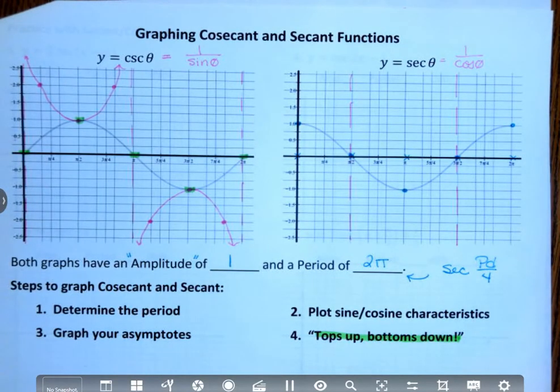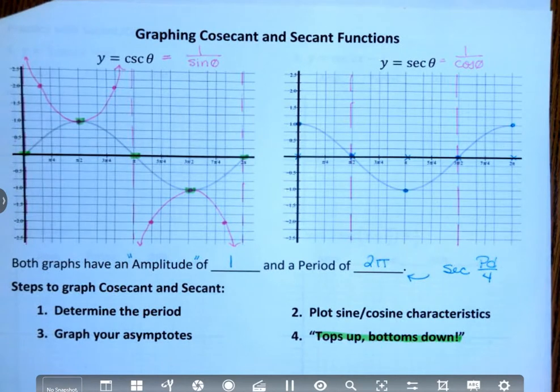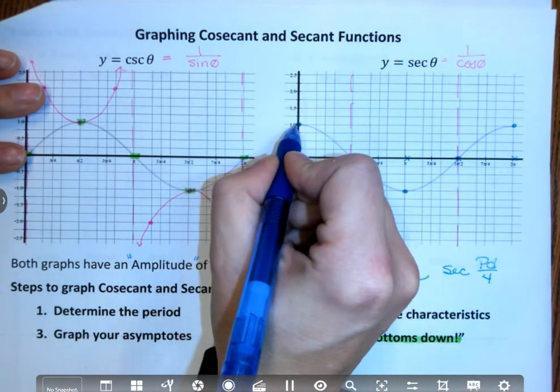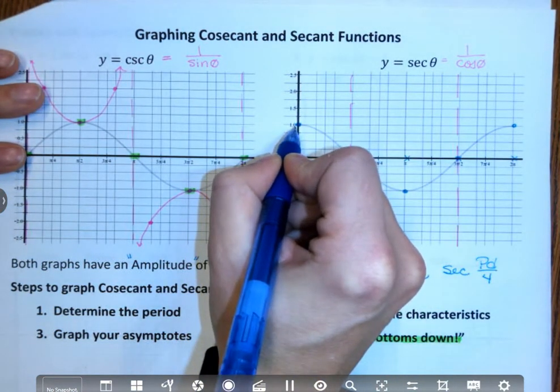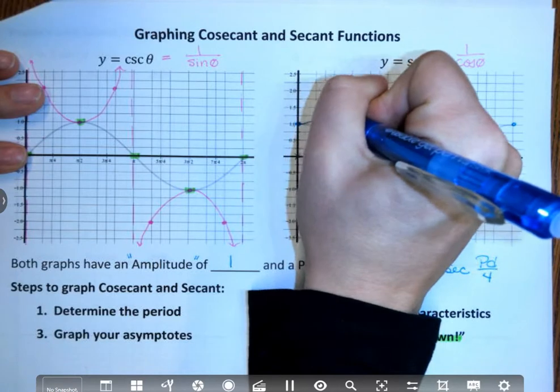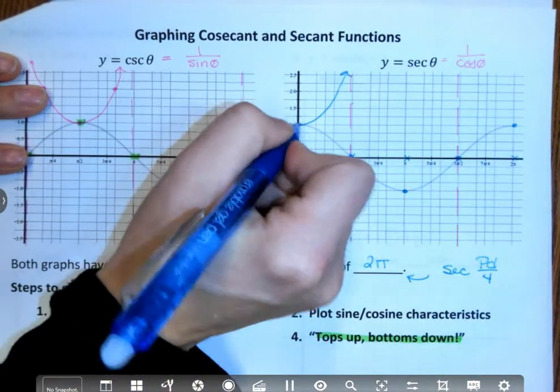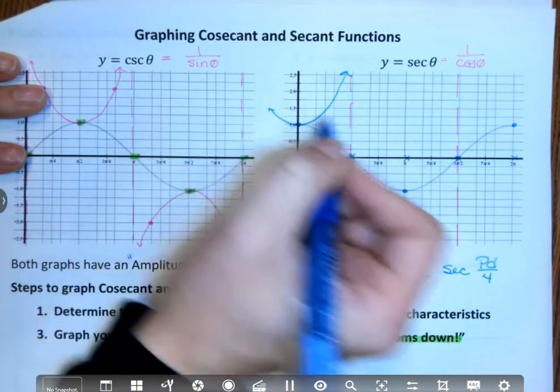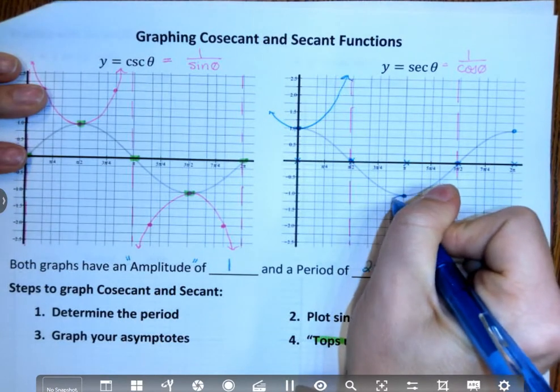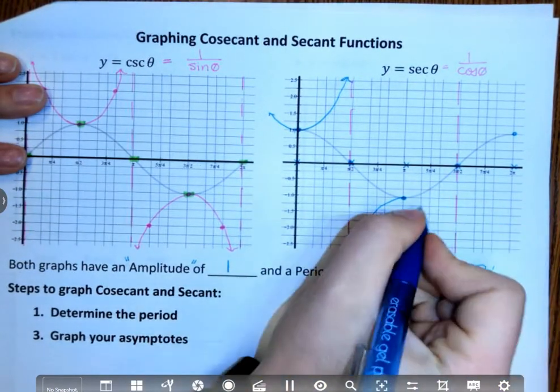So I have my period. I put my sections on there so I can graph the characteristics. I've graphed my asymptotes. So now, I love saying this because everyone thinks it's so wrong. Tops up, bottoms down. I'm just going to go to a top. Now you have to touch that point. That's not optional. You have to touch that point and curve up towards the asymptote. I'm going to touch that point, curve down towards the asymptote.